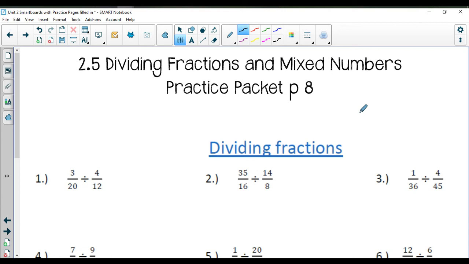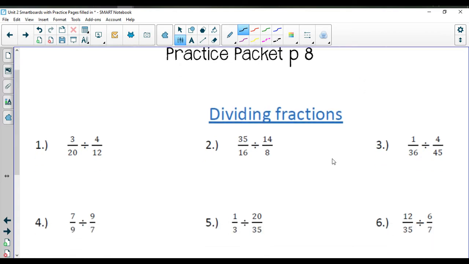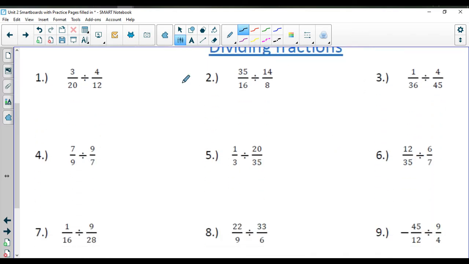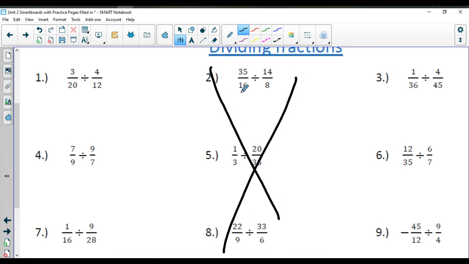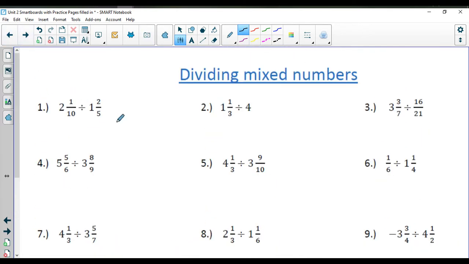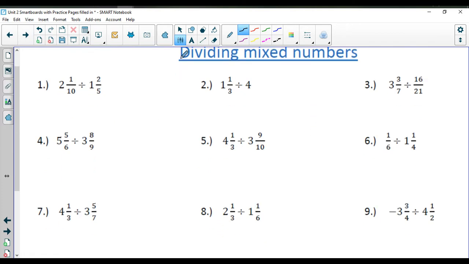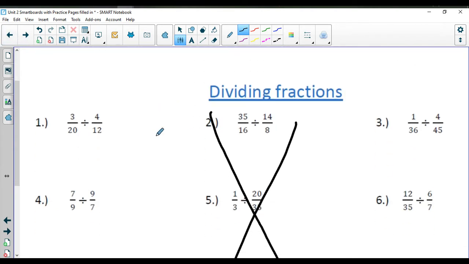This is lesson 2.5, dividing fractions and mixed numbers. This is in your practice packet and we are on page number 8. I'm going to start off by reminding you that you can go ahead and skip 2, 5, and 8 up here at the top. And then down at the bottom of the page, when you get to the mixed number parts, you can also skip 2, 5, and 8. So there's a lot of practice on here. We're going to skip a couple of them.